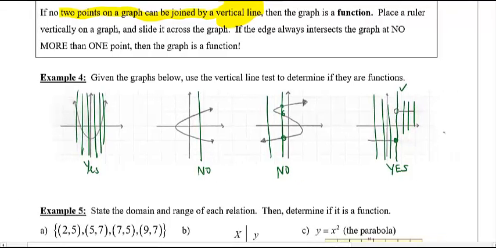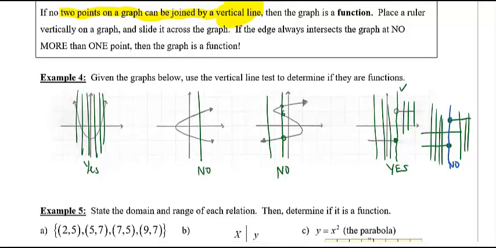Okay. Oh, by the way, if I were to change the graph of the last one, let's say I had a solid dot here and a solid dot here. So yes, yes, yes, yes, yes, yes, yes. Right here. No. So this one would not be a function. Okay.